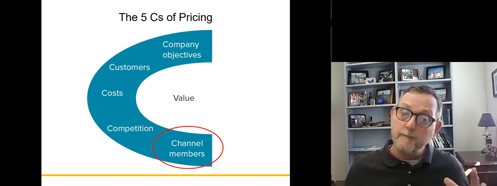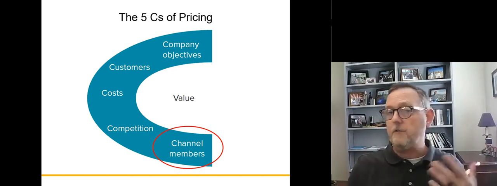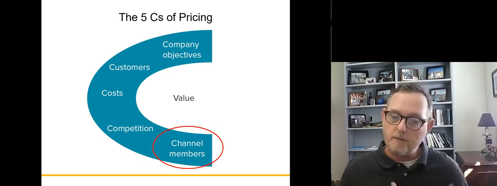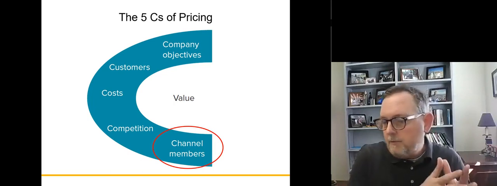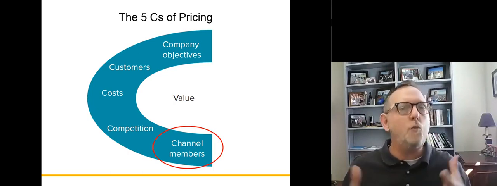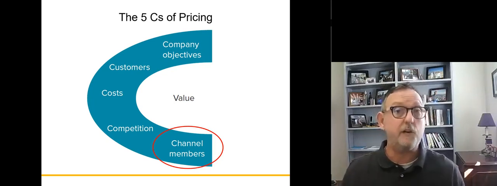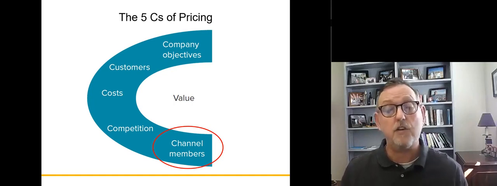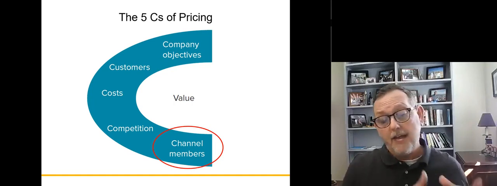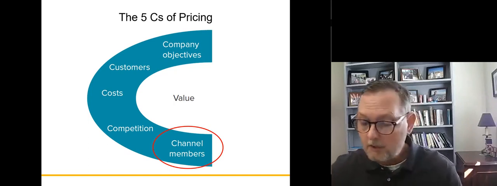Now, this could include information. It could include the physical product. It can include service, include a lot of values. We're creating value for the customer. All those values could be brought to the customer in different ways, and each way is called a channel. So when we talk about channels, channel members are individual companies or organizations that have a role in bringing the product to the customer.